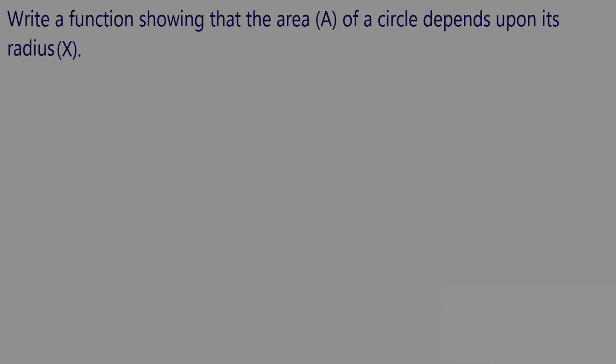Write a function showing that the area, which is denoted by A, of a circle depends on its radius, which is denoted by x. So we simply need to write a function A of x that will be dependent on the area of a circle. The formula to find the area of a circle is pi times r squared. Dependent means it is equal to, so that's why we need to write A, which represents the first letter of area, beside x between brackets to show that it's a function. And then let it equal pi r squared.